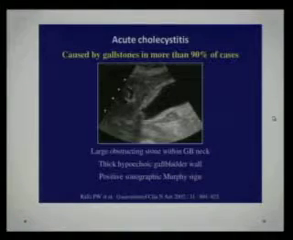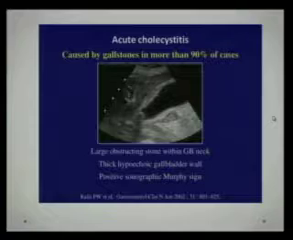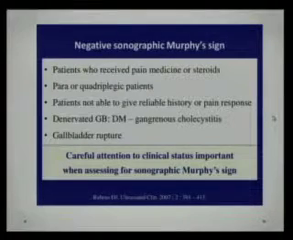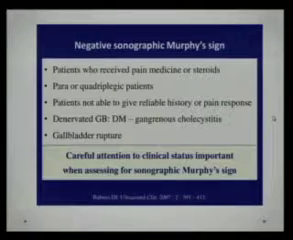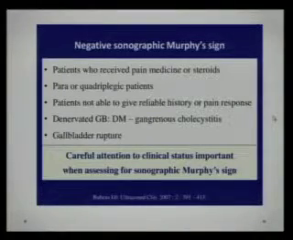So here we know it's fairly easy. You've got calculus, sonographic Murphy sign, and anterior gallbladder wall thickening. Well, sometimes you can have a negative sonographic Murphy sign despite the fact that the patient does have acute cholecystitis. Patients who received pain medication or steroids, paraplegic or quadriplegic patients, patients that are not able to give a reliable history or a pain response, and a denervated gallbladder. In diabetes mellitus, you can have patients who have a denervated gallbladder because of gangrenous cholecystitis who may not elicit pain even though there is frank, abundant inflammation going on, and of course patients who have gallbladder rupture.